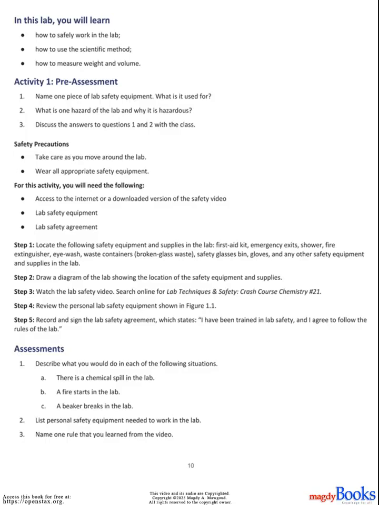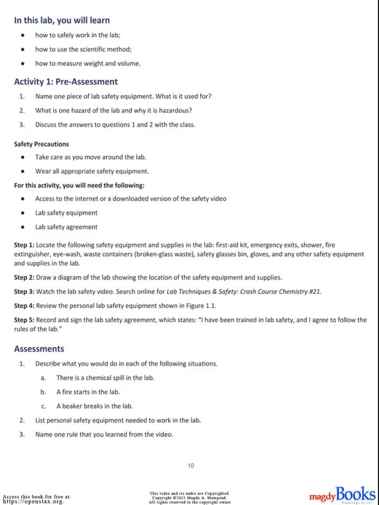Step 1. Locate the following safety equipment and supplies in the lab: first aid kit, emergency exits, shower, fire extinguisher, eye wash, waste containers, broken glass waste, safety glasses bin, gloves, and any other safety equipment and supplies in the lab. Step 2. Draw a diagram of the lab showing the location of the safety equipment and supplies.